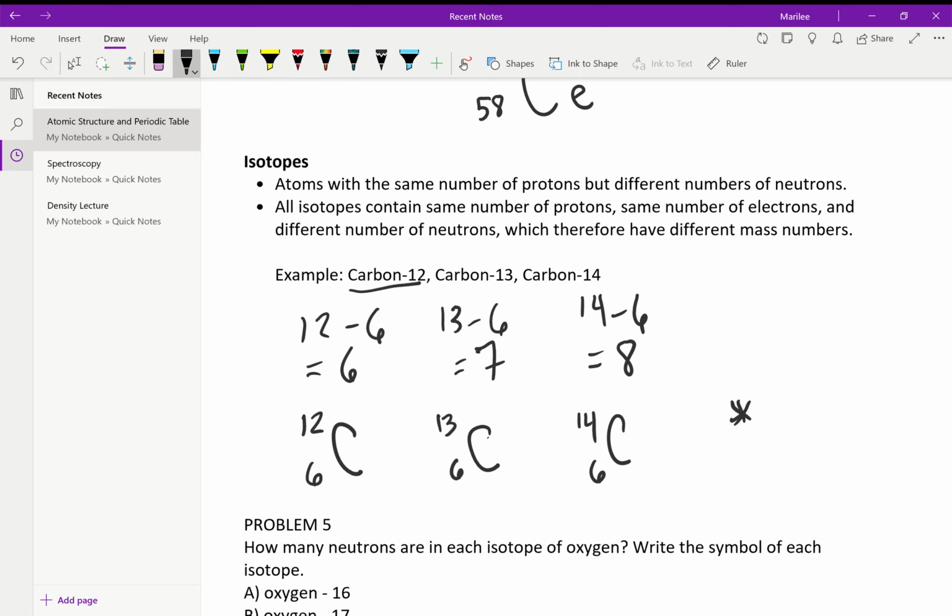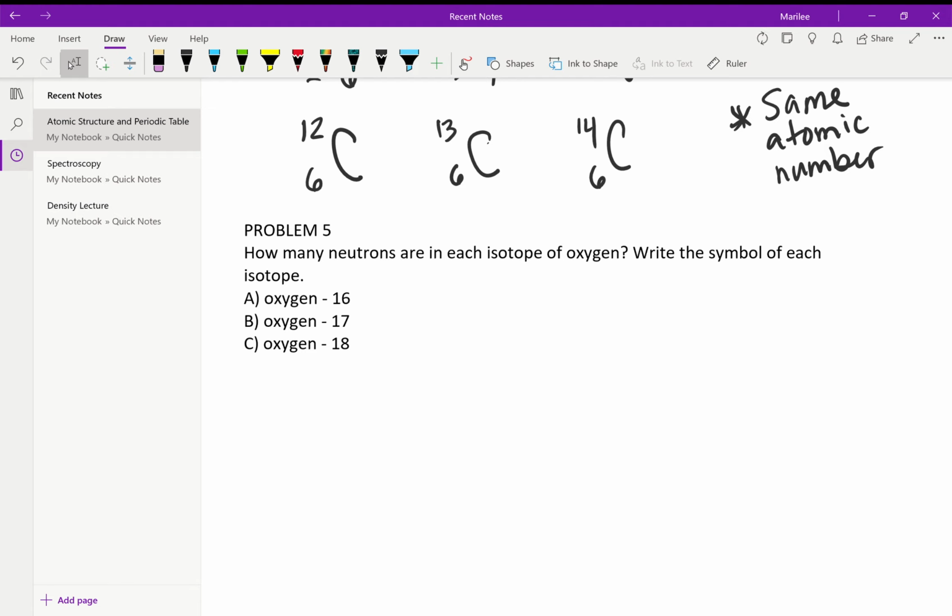Problem 5 says, how many neutrons are in each isotope of oxygen? Write the symbol of each isotope. We have oxygen 16, oxygen 17, and oxygen 18. So oxygen has an atomic number of 8. So if we have oxygen 16, that would be 16 minus 8, 17 minus 8, and 18 minus 8.